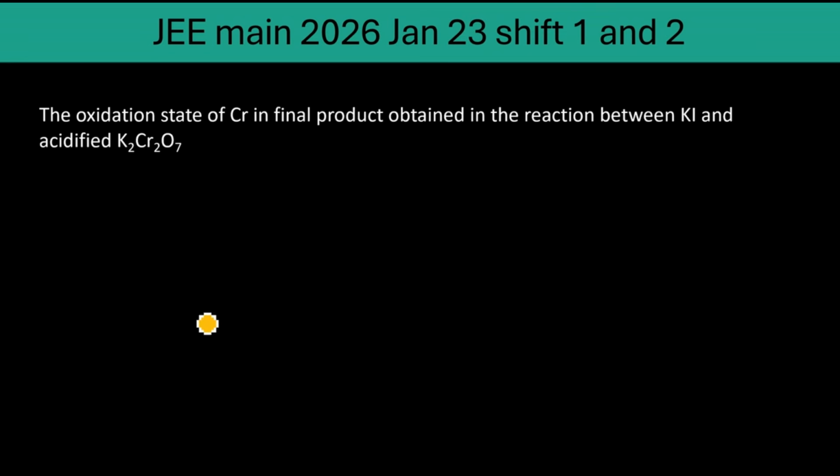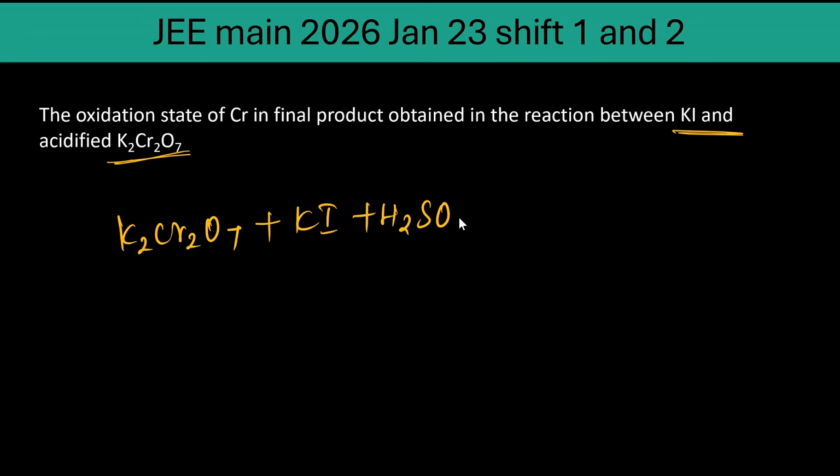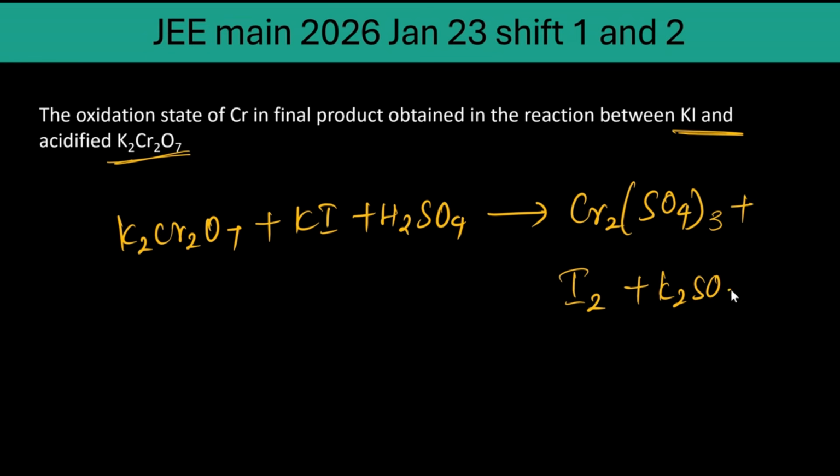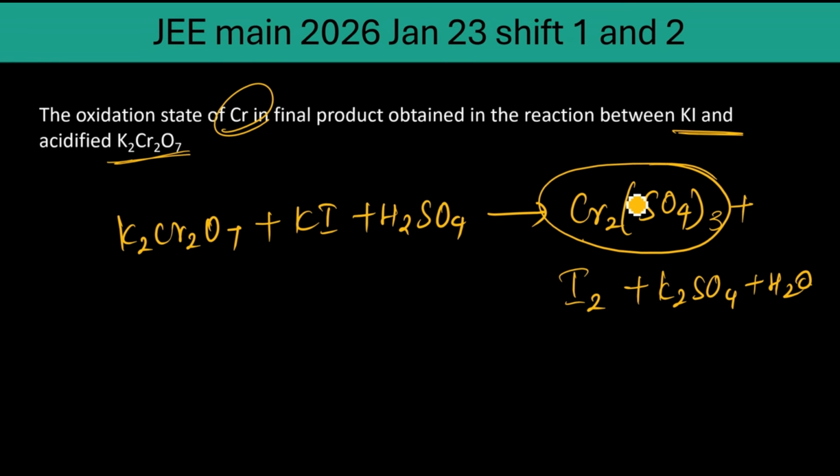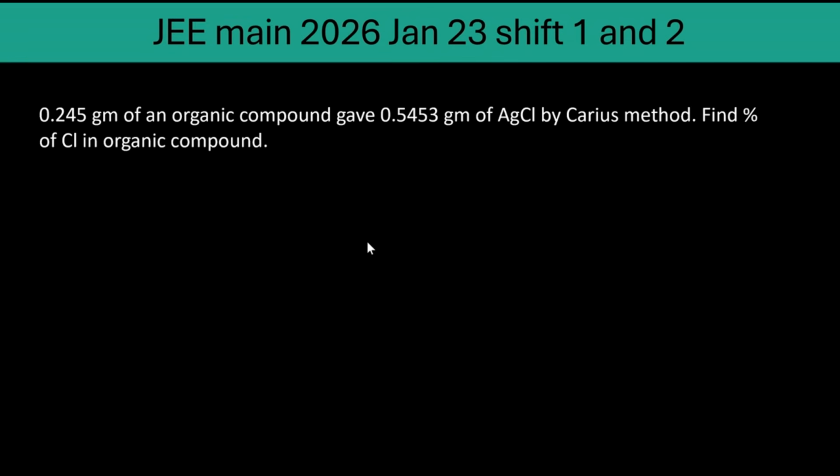The oxidation state of chromium in the final product obtained in the reaction between KI and acidified potassium dichromate. So the reaction goes like this. K2Cr2O7 with KI acidified with H2SO4 gives, this is a very important reaction, I2 gas will be formed, K2SO4 and H2O. So the final product is Cr2(SO4)3. What is the oxidation state of chromium? This we have solved in our mock test also. So people who have seen our mock test must be able to solve this question, which is having the +3 oxidation state.